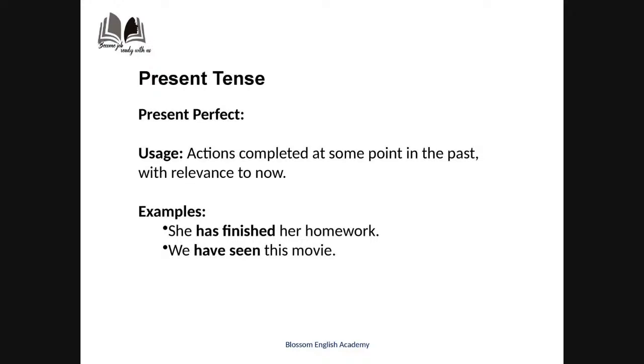Another example is we have seen this movie, which means I might have watched this movie when I was 6 years old, but still I can tell you that I have seen this movie. In the current scenario, that movie is watched, it is done and dusted by me. So it doesn't matter when the action actually happened, but for the moment, the action is complete and it has an impact now, which means I don't have to go and watch the movie again, right?